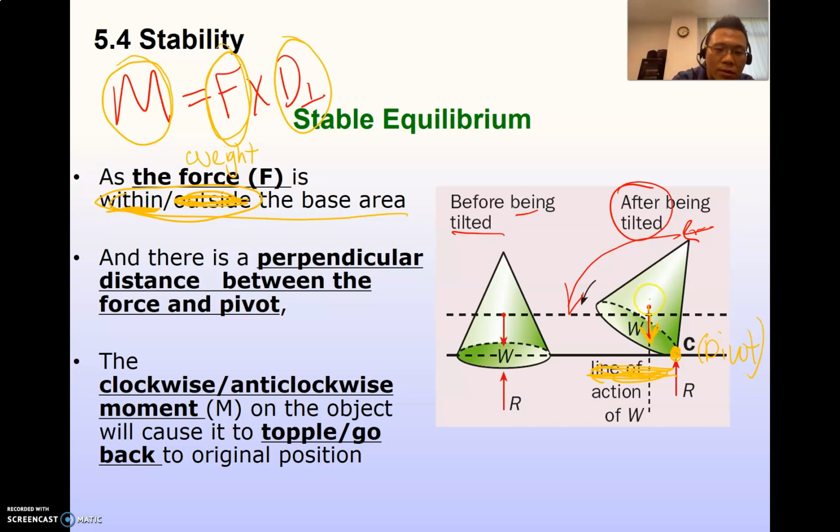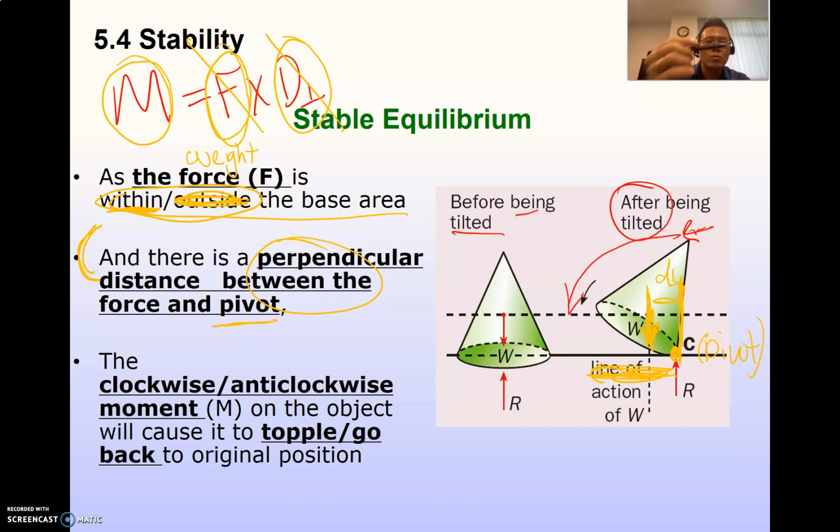After that, you look at the perpendicular distance. The perpendicular distance is from the weight, or from the force, to the pivot, and the shortest distance between them. This is the perpendicular distance d that we are referring to. Because there's a force and there's a pivot, there's what we know as a perpendicular distance. So we covered force, we covered perpendicular distance, and when you have force, perpendicular distance and pivot, these three components will give rise to the moments.